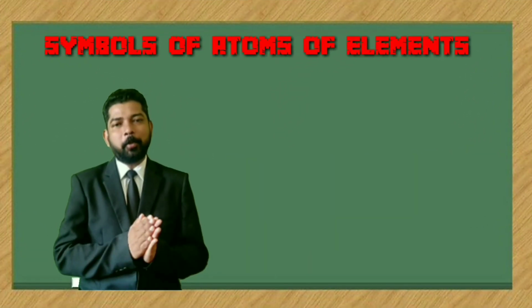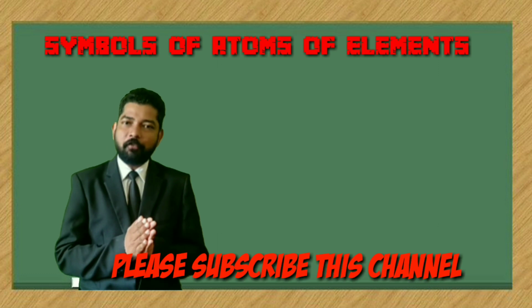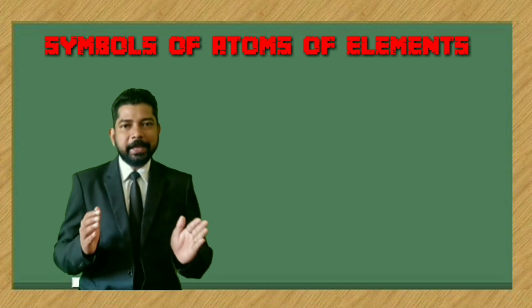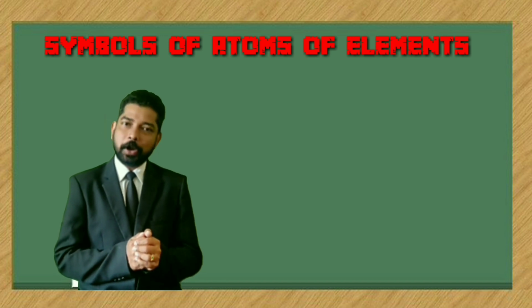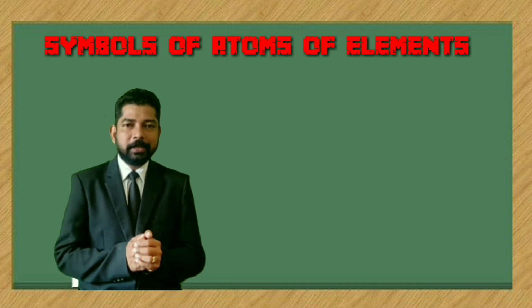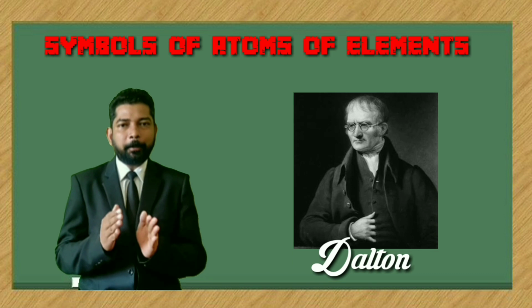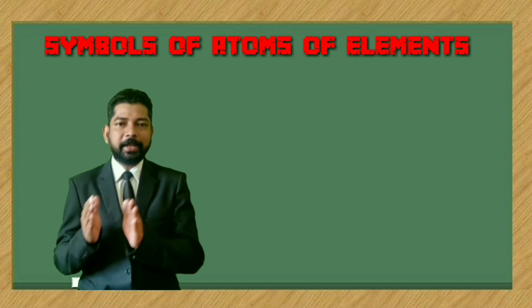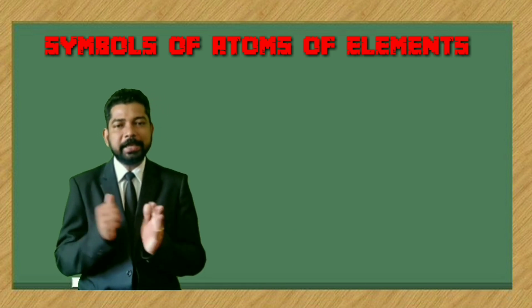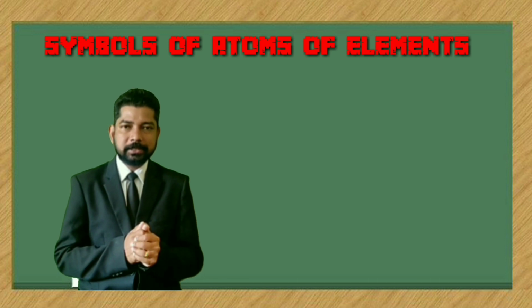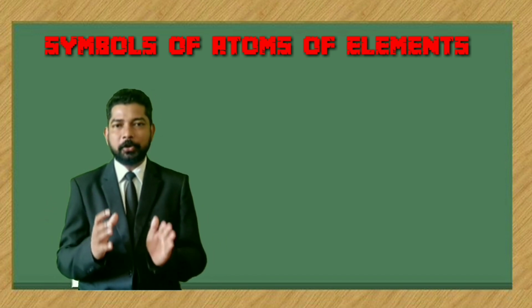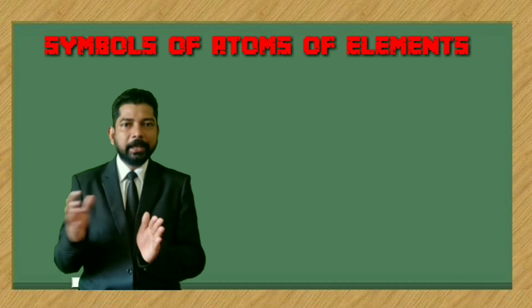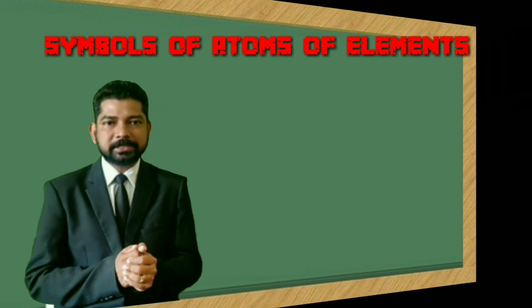Now we are going to learn about symbols of elements. Chemistry is a unique subject and it has its own language. John Dalton proposed a method of representing the elements by using some symbols. So what are the symbols used by John Dalton to represent the elements? Here it is given. Let's see it.